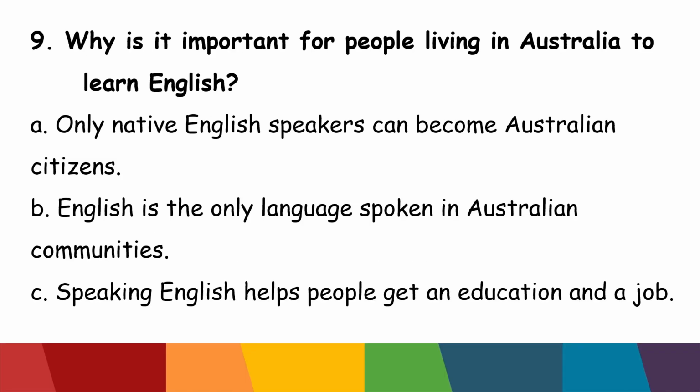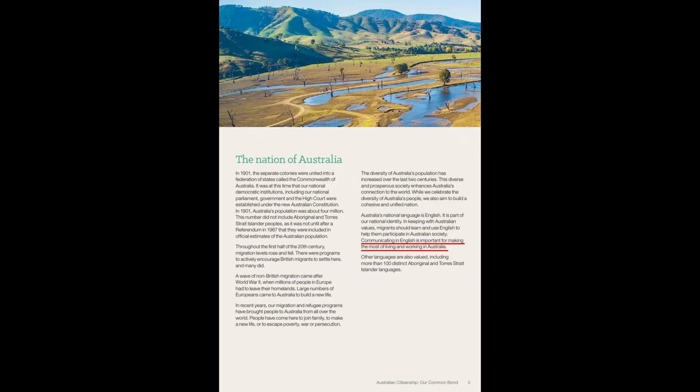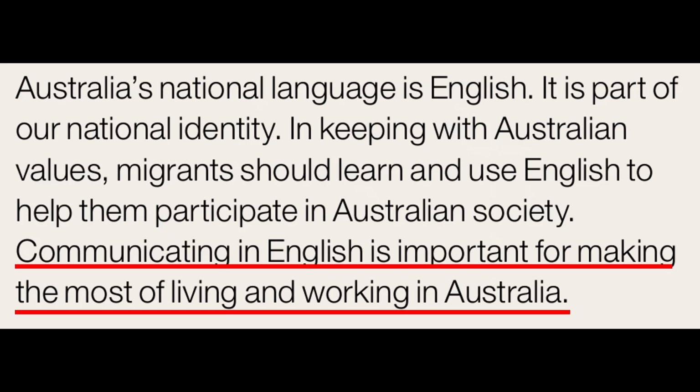Question 9. Why is it important for people living in Australia to learn English? A. Only native English speakers can become Australian citizens. B. English is the only language spoken in Australian communities. C. Speaking English helps people get an education and a job. Page 9 in Our Common Bond says, communicating in English is important for making the most of living and working in Australia.